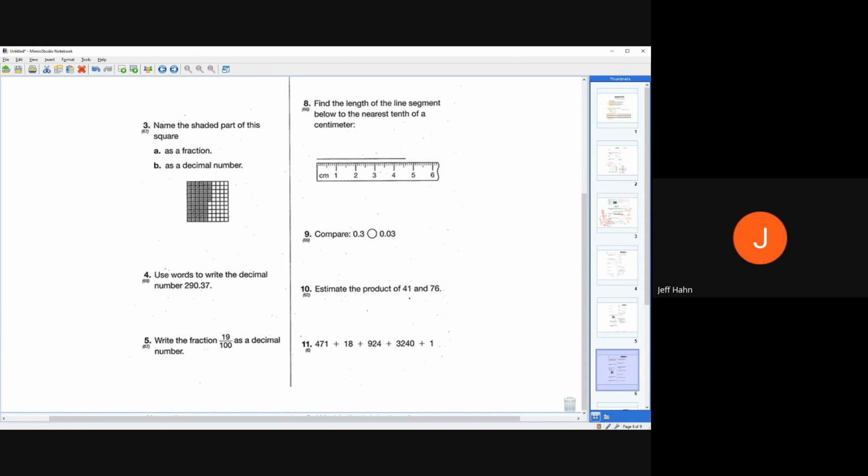In words should be 290 and 37 hundredths. 290 and 37 hundredths. 5. Kirsten: 0.19 is correct. 6. Lincoln: 8.7. Number 7. EJ.